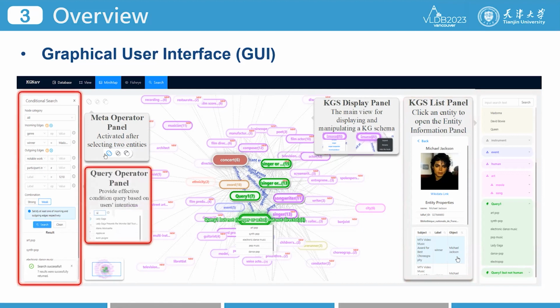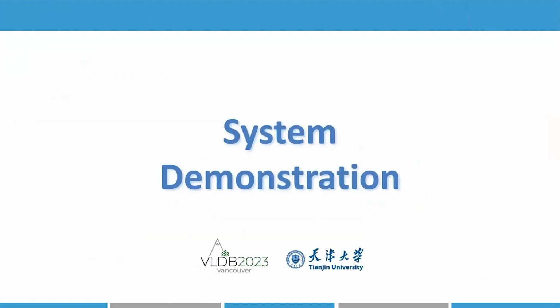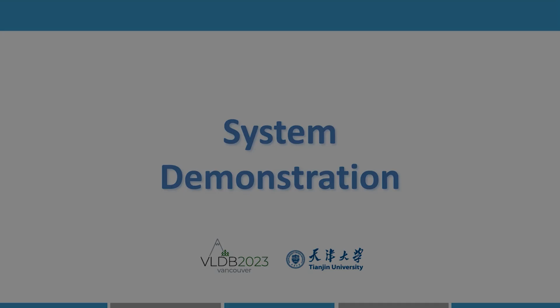The query operator panel provides space for the user to use query operators for queries, and the overall pattern is faceted. The last panel is the toolbar panel, which provides some other useful tools for better viewing. Next, I will show you how KGNav can perform the aforementioned queries effortlessly.